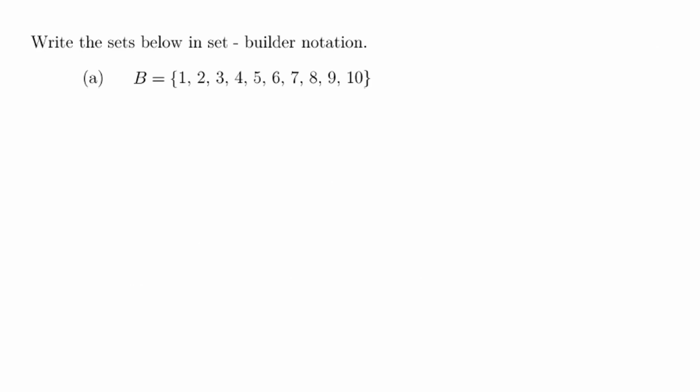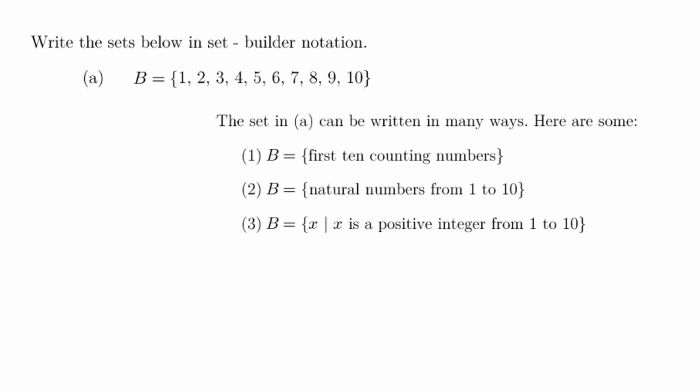For example, we have here: write the sets below in set builder notation. Remember, when we write a set in set builder notation, we have to give a well-defined description of these elements. The elements in set B are 1, 2, 3, up to 10. How do we describe it? How do we put it into words? Our description in words should be well-defined, specific, and clear. We can actually name this in three ways.